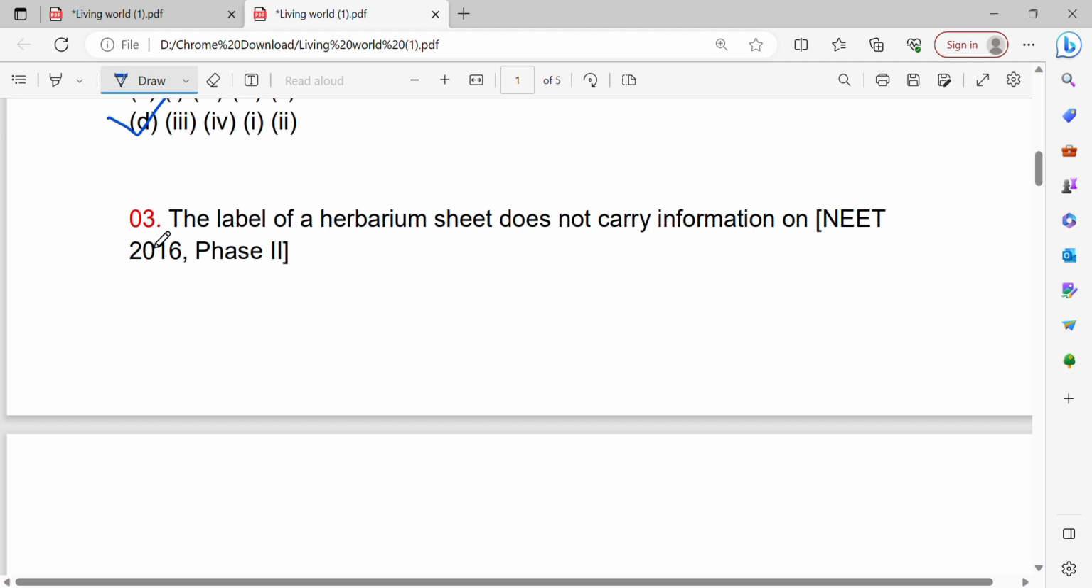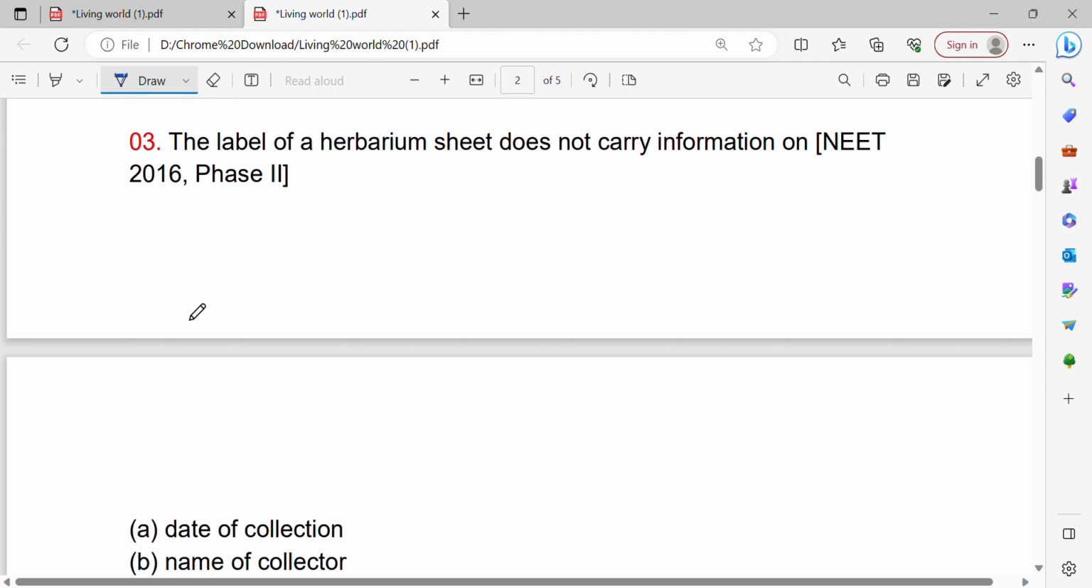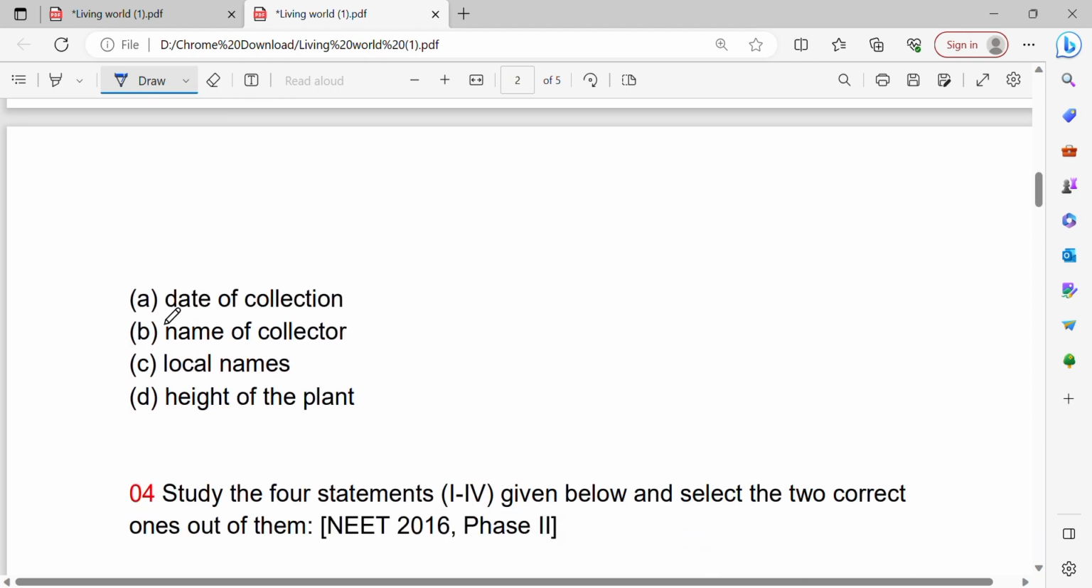Question number 3. The label of a herbarium sheet does not carry information on option A date of collection, option B name of collector, option C local name, and option D height of the plant. And the correct option is option D, height of the plant.